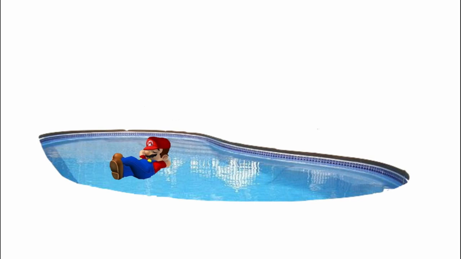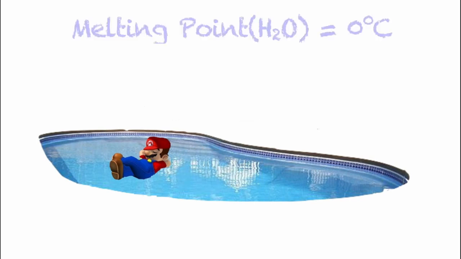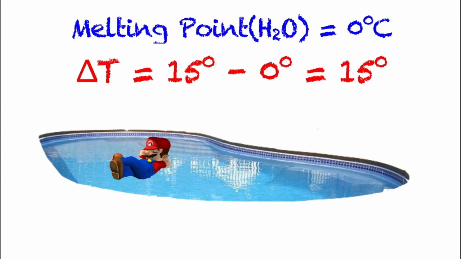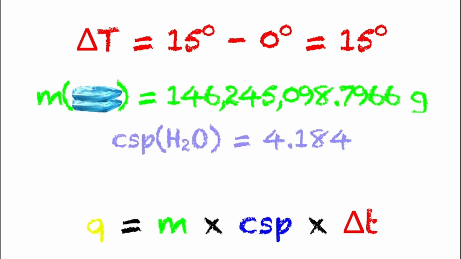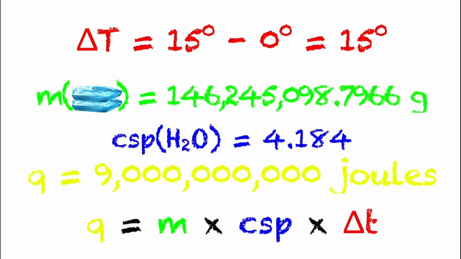We'll assume that Mario starts out with some moderately cool 15 degree water, and the melting point of water is 0 degrees Celsius, so delta T is 15 degrees Celsius in our first equation. The mass of the ice is 146 million grams, and the specific heat of water is 4.184. Multiplying these together gives us roughly 9 billion joules of energy.